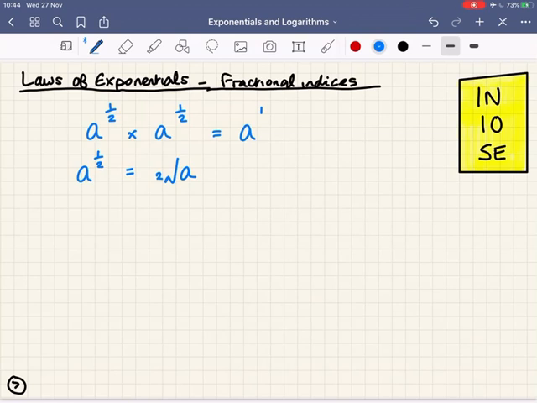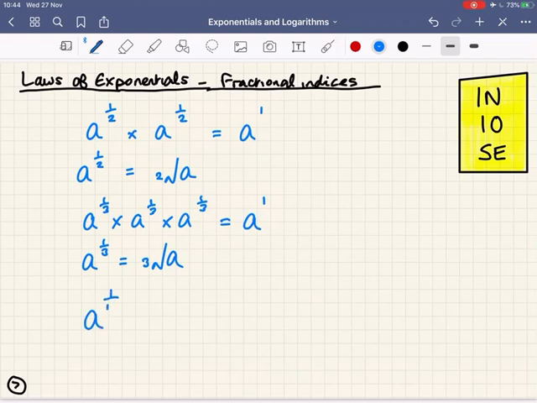And similarly, if I had a to the power of a third times a to the power of a third times a to the power of a third, my laws from before, adding the indices, that would also give me a. Which number do I multiply by itself 3 times to give a? Must be the cube root of a. So you can see the pattern now. And in general, if I had a to the power of 1 over m, that must be the mth root of a. That's an important result again.